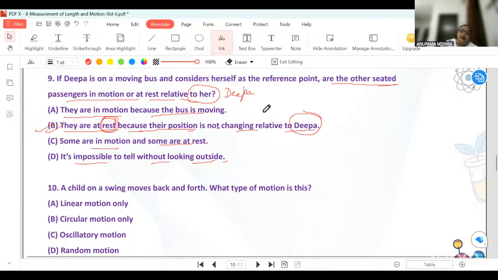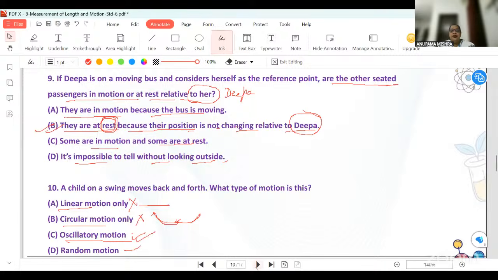A child on a swing moves back and forth. What type of motion is this? Linear motion, circular motion, oscillatory motion, or random motion? What will be the answer? Linear motion means straight. It is not going straight, so it's wrong. Circular motion, no. It is going like this, then coming to the main position, then going back like this, then like this. That means it's oscillatory motion. Yeah, see, oscillatory motion, yes.